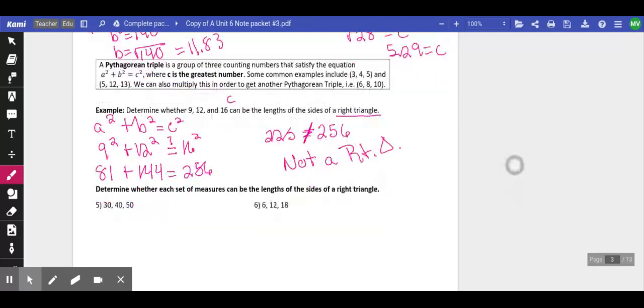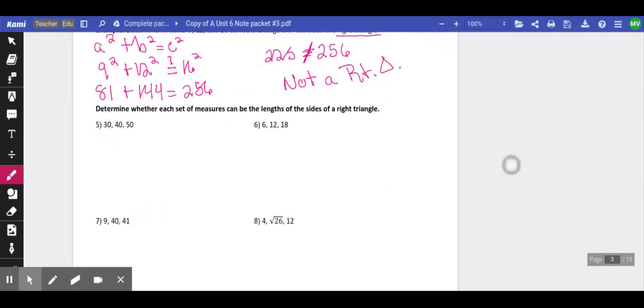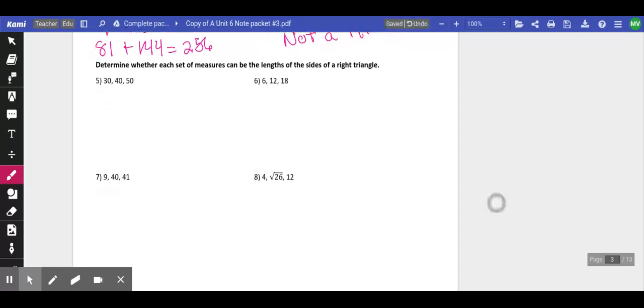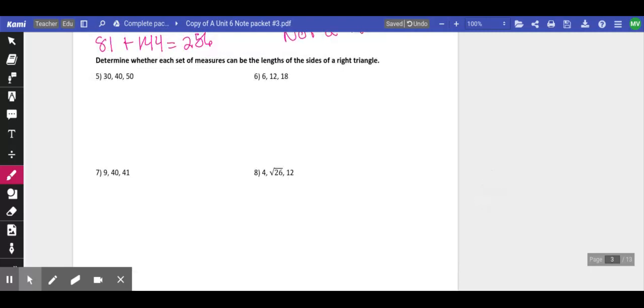So I want you to pause, and I want you to try 5 and 6. Or actually try 5, 6, and 7, and then we'll come back and do 8 together.